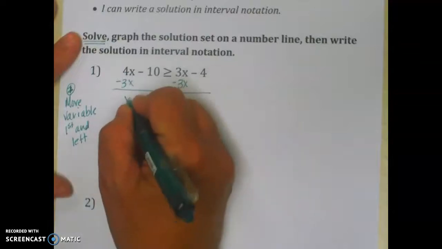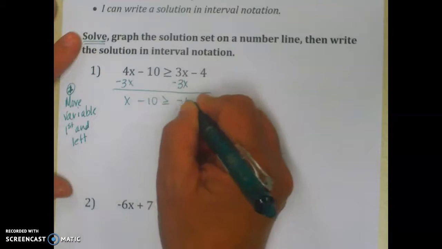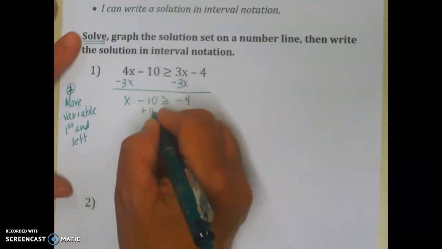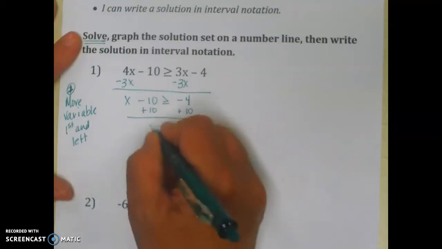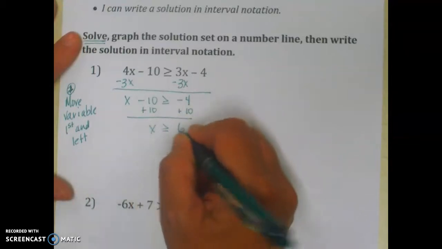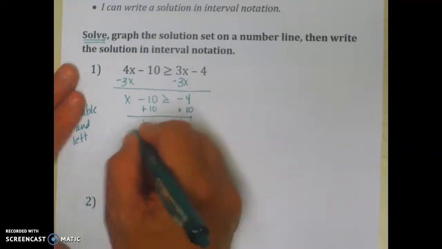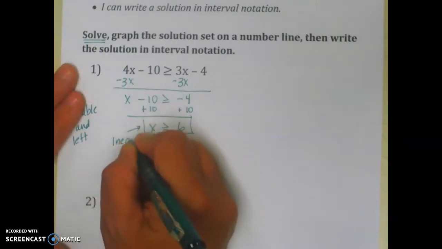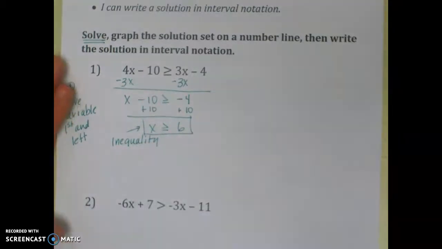I have 4x minus 3x is x, minus 10 is greater than or equal to negative 4. Trying to get x by itself, so I'm going to add 10 to both sides. And I have x is greater than or equal to 6. Okay, so this is my inequality. It's a solved inequality.